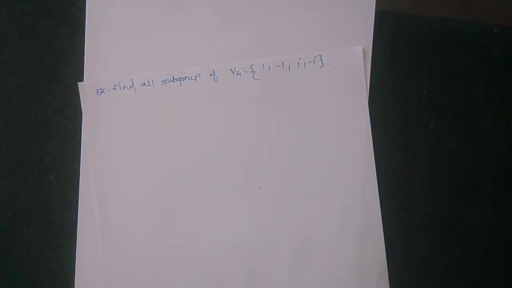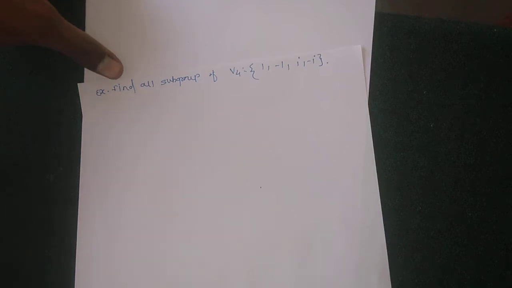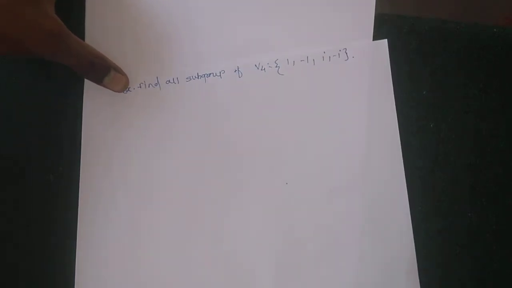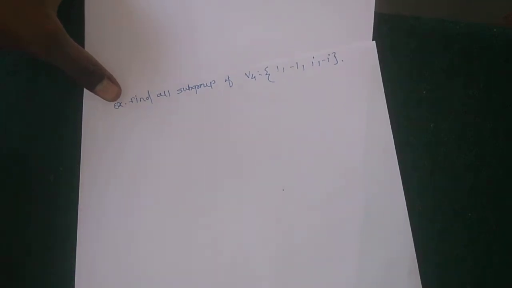So, how do we find the subgroups of V4? Firstly, we choose subsets of this set. There are two trivial subgroups: one is the singleton identity, and the other is the group V4 itself. And all other non-trivial, or proper, subgroups are what we are to find here.